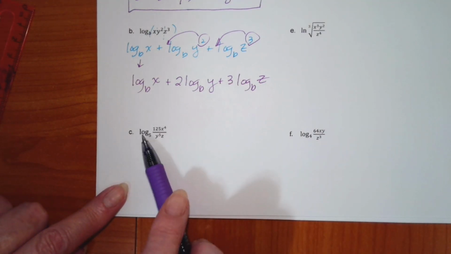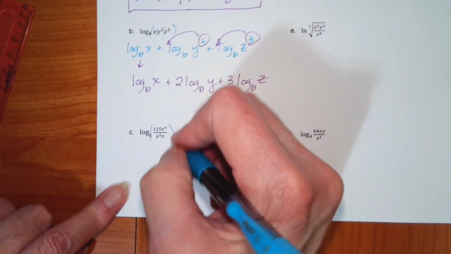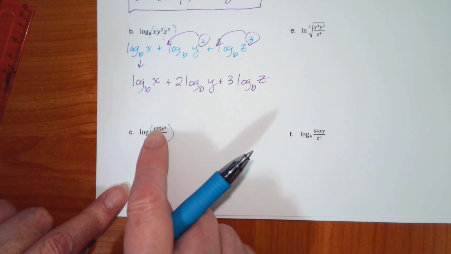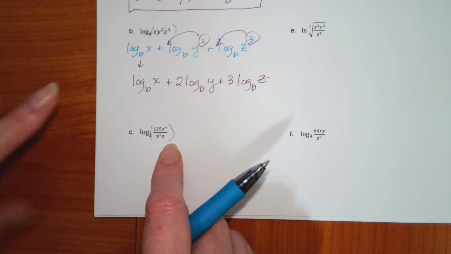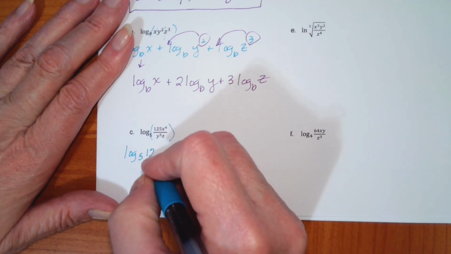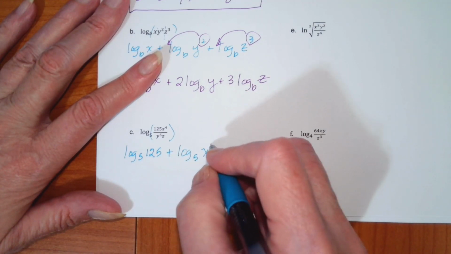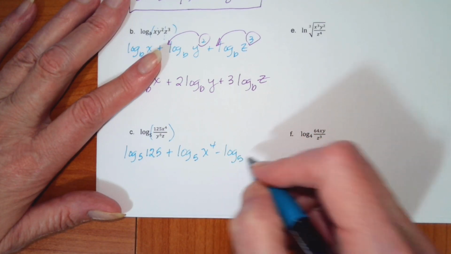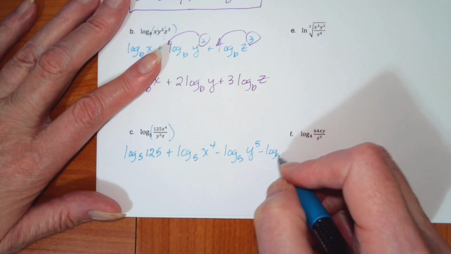Okay, so let's see what I've got here. I have 1, 2, 3, 4 different bases in my argument, and 2 are in the numerator and 2 are in the denominator. For any base that is in the numerator, it's a plus. For any that's in the denominator is a minus. So this becomes log base 5 of 125 plus log base 5 of x to the fourth minus log base 5 of y to the fifth minus log base 5 of z.